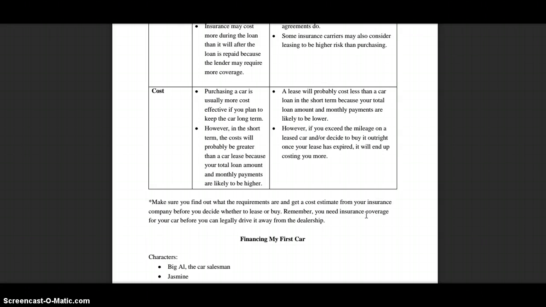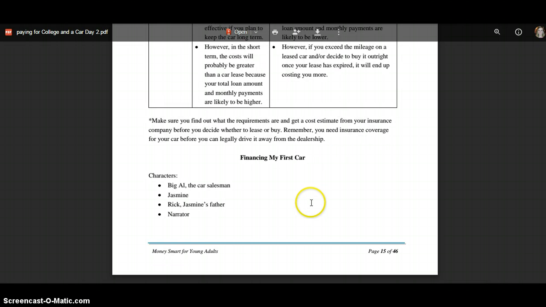Make sure you find out what the requirements are and get a cost estimate from your insurance company before deciding whether to lease or buy. Remember, you need insurance coverage for your car before you can legally drive it away from the dealership. Financing my first car, we'll leave that for another time.